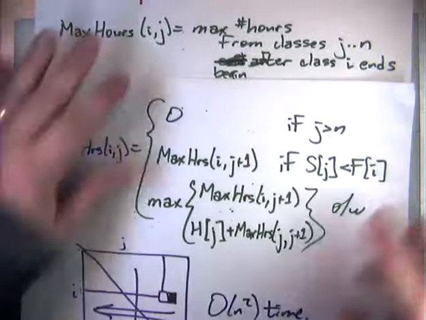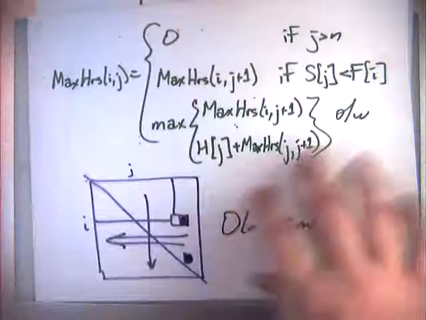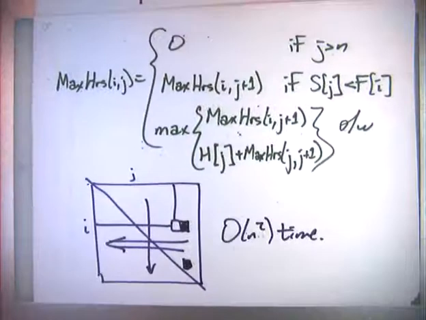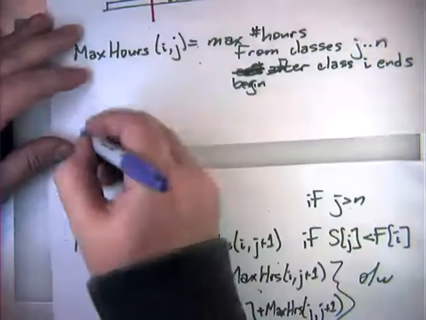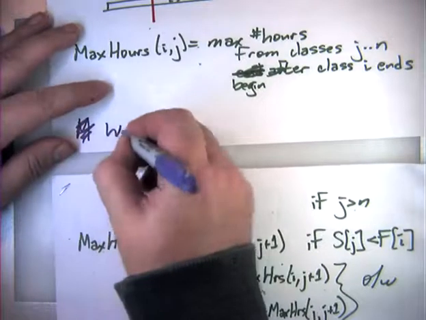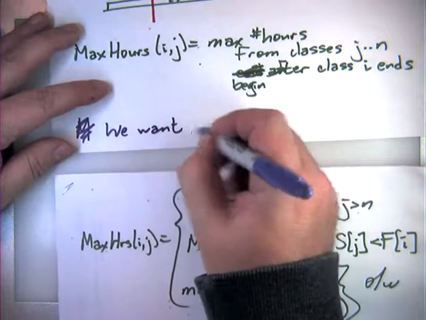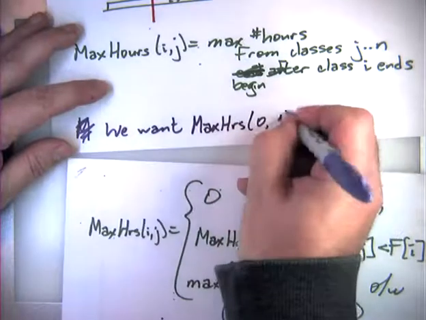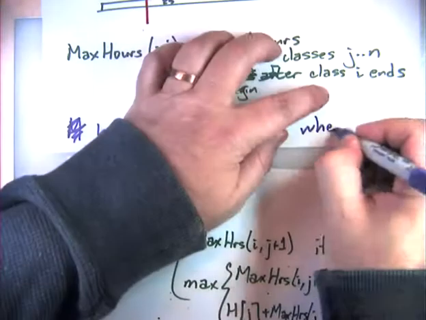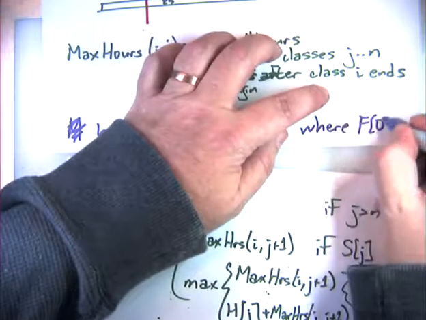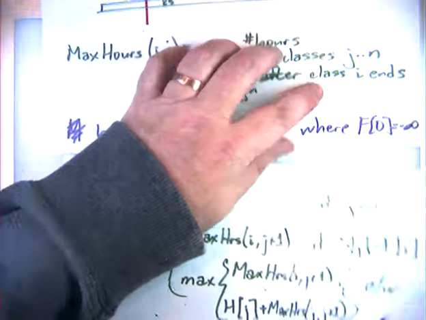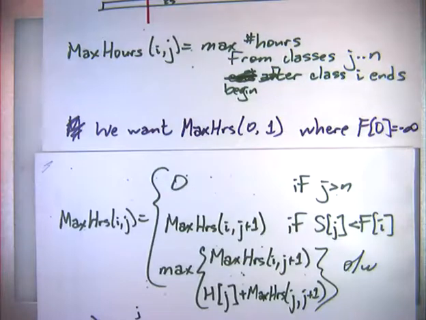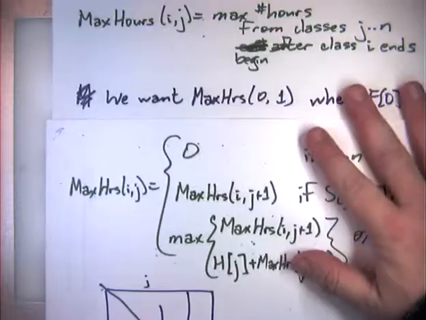This, by the way, English, recurrence, cartoon, running time. I guess the one last thing you need is we want max hours of 0, 1, where f of 0 is minus infinity. Okay, you need to say how to invoke the function at the beginning. This is full credit.